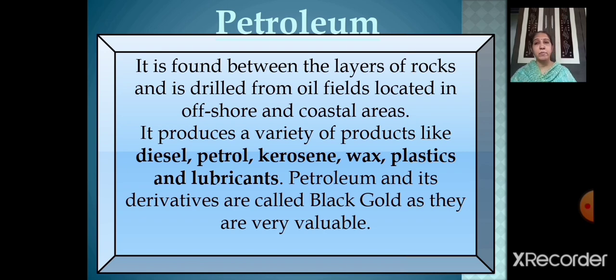It is found between the layers of rocks and is drilled from oil fields located in offshore and coastal areas. It produces a variety of products like diesel, petrol, kerosene, wax, plastics, and lubricants. So, petroleum and its derivatives are called black gold as they are very valuable.